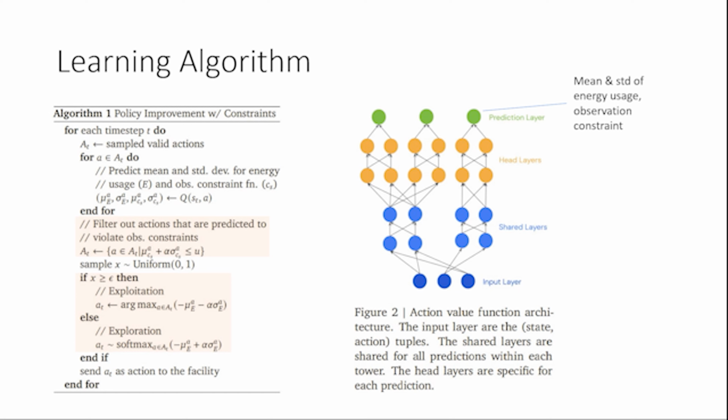The model is an ensemble of neural networks for predicting the action value function and observation constraint violation. The input layers here are the state-action pair. The pair is fed into shared layers for predicting mean return, and the states alone are also fed into other shared layers for predicting observation constraints. Then the two shared layers are split into head layers. Each head layer is specific to each prediction.